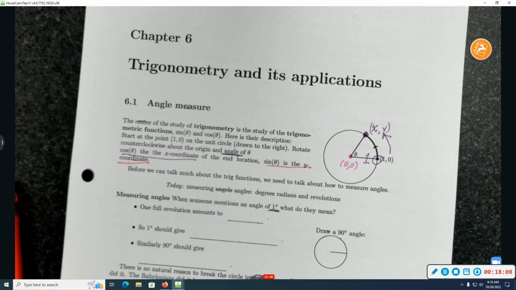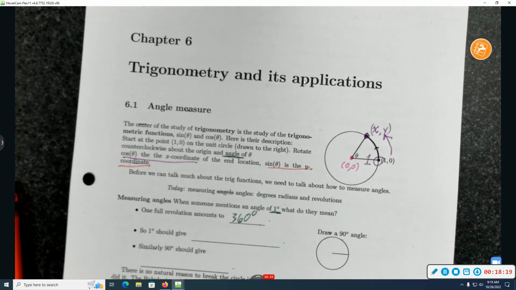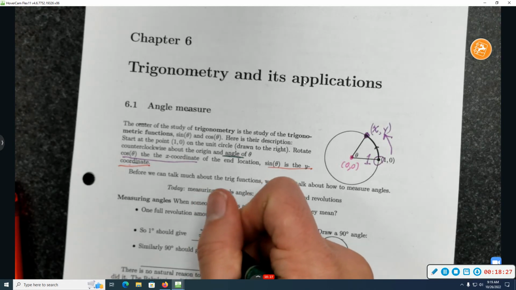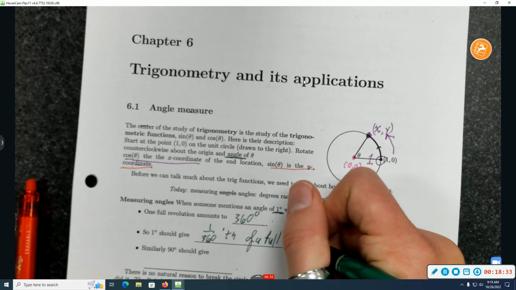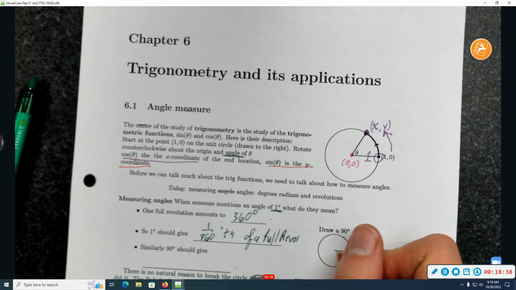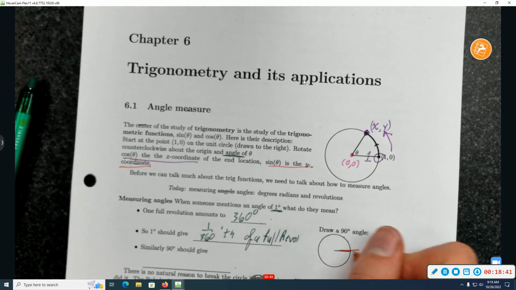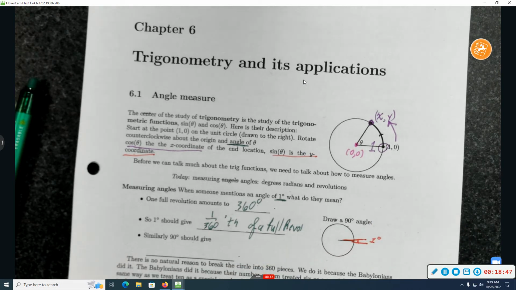1/360th of a revolution. Yeah, 1/360th of all the way around the circle. And why is that? Well, how are degrees defined? Degrees are defined so that all the way around the circle is 360 degrees. So 1 degree is 1/360th of a full revolution. There's my attempt at drawing something that might passably be a 1 degree angle.